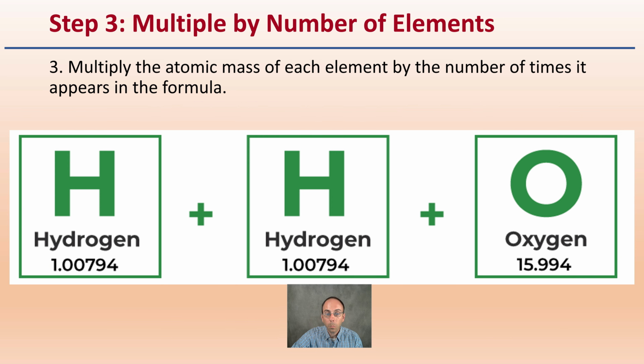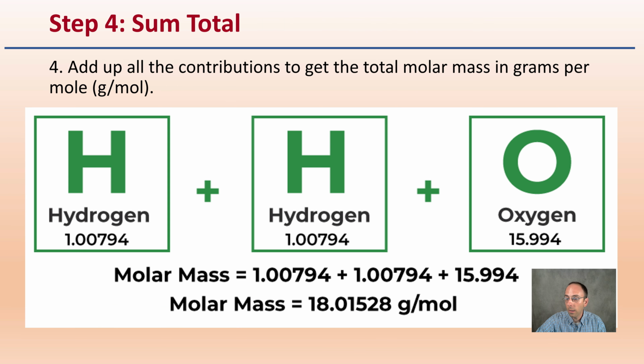So step number 3, multiply the atomic mass for each element by the number of times it appears in the formula. So in this simplified example, since we've got 2 hydrogens, I just listed it twice here, and then you get an oxygen. Or you could just do hydrogen times 2 plus the atomic mass here of oxygen. And we're simply going to add all of these together. So step 4 is basically the sum total.